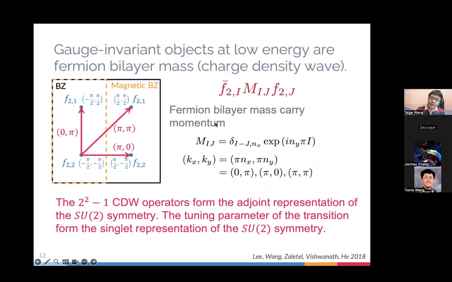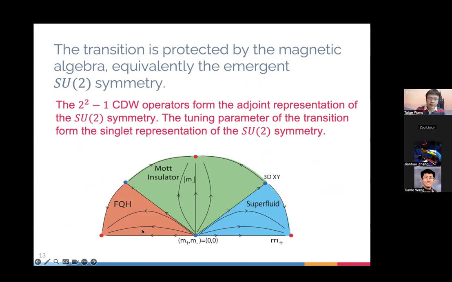These three different CDW operators form an adjoint representation of the SU(2) symmetry, and the tuning parameter of the transition is the singlet mass of the SU(2) symmetry. So this gives you a nice way to see why it has to be a direct transition from the fractional quantum Hall to a superfluid.